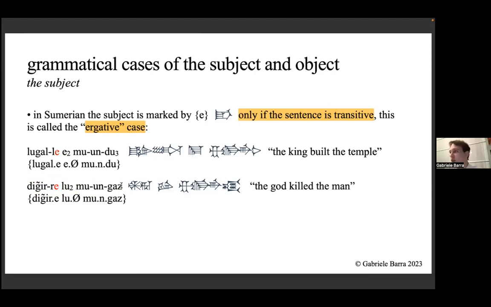Now, I'm sorry if the examples always sound redundant, and I always use the same verbs. I can assure you Sumerian literature is far more interesting than this, and we will not be talking about murder and everything. But I just use these two verbs, to kill and to build, for all my examples, because they are very straightforward. So yes, this case is called, again, the ergative, and it's always marked by e, only when the sentence is transitive, so when the verb takes a direct object.